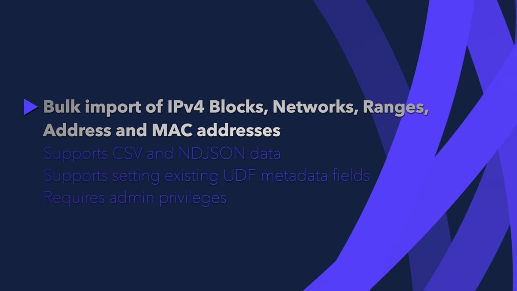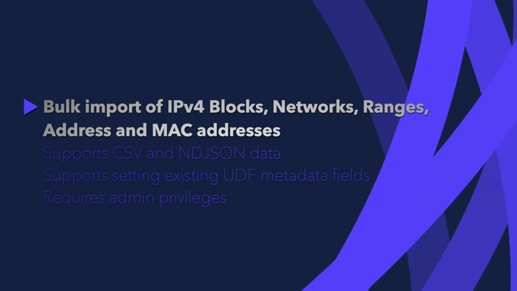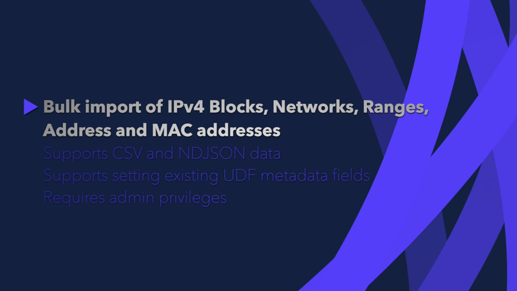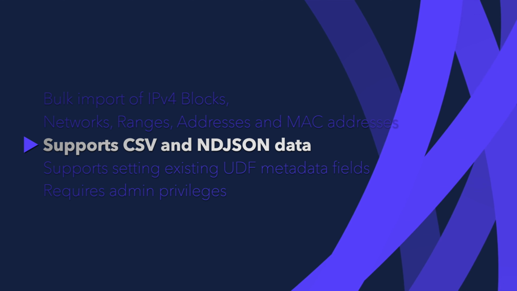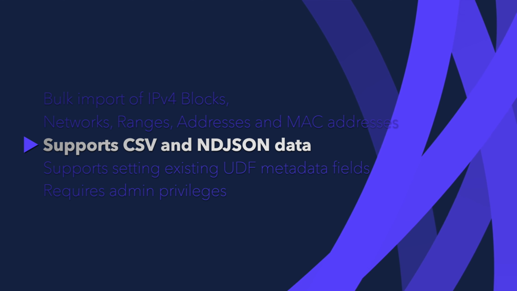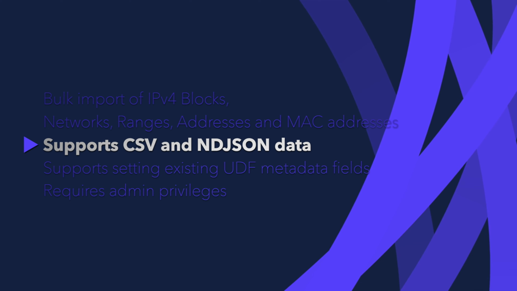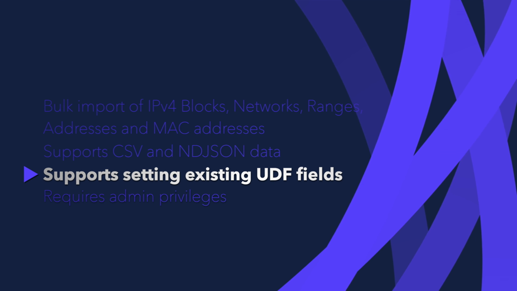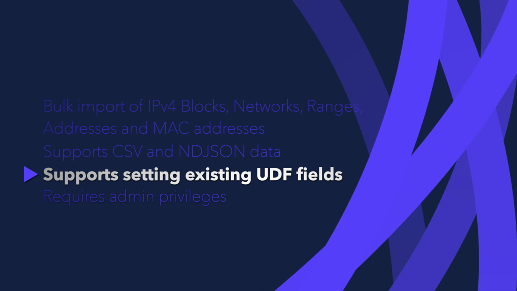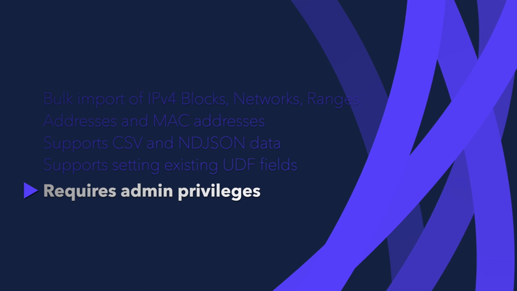Import Entities supports the bulk import of IPv4 blocks, networks, ranges, addresses and MAC addresses. Import Entities supports data files in either CSV, comma-separated values, or NDJSON, newline delimited JSON format. The API supports the setting of pre-existing user-defined fields from within the import data, and the API requires administrator-level privileges to execute.